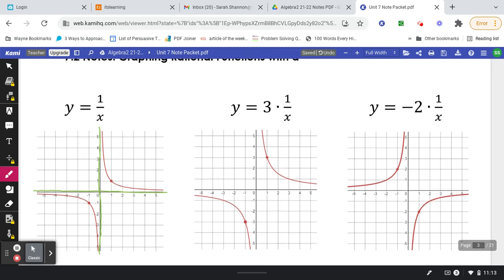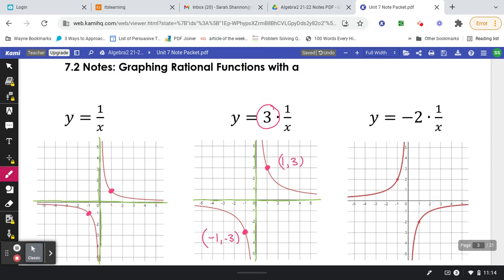Then on the next one, they put a number in front of the 1 over x. And notice the location of the asymptote lines hasn't changed. Right? There's not a number next to the x or even a number at the end here. So we're not moving it. But what we are doing instead is changing this number in front. Notice where the point is now. The point used to be at 1, 1 and negative 1, negative 1. This time the point is at 1, 3 and negative 1, negative 3. So that point is moving whenever you have a number in front of the problem.